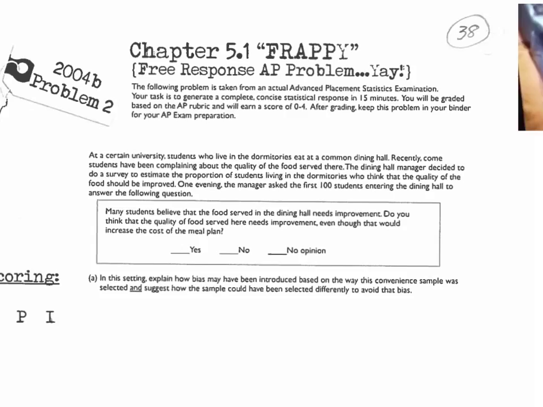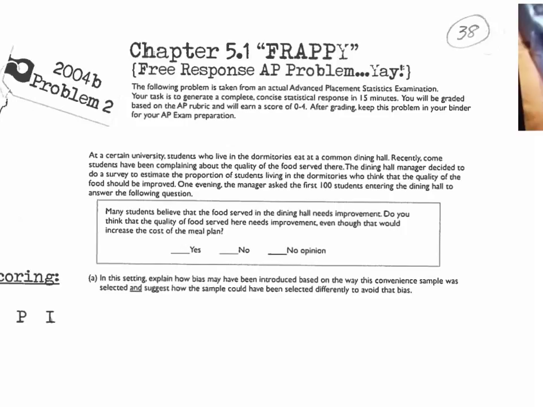Let's look at page 38 and talk about grading this free response. Every one of the 6 free response questions gets 4 points. So let's talk about what you needed to be able to get your 4 points on this.